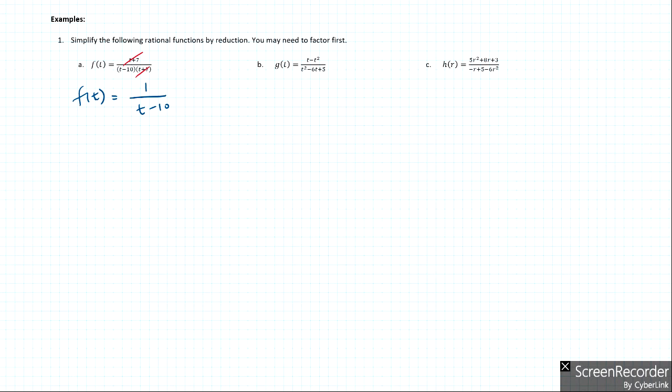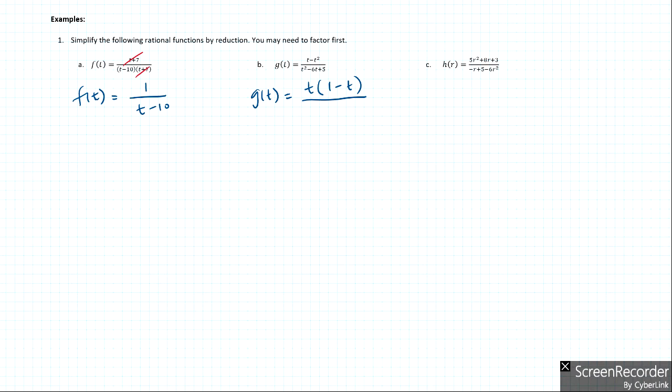Now moving on to part B, we see that the expressions on top and bottom of the rational function are not in factored form, so we'll have to factor them first. For the top, we have t minus t squared. Remember, the first step for factoring is always checking whether we have any greatest common factor. Here we can factor out t, and once you do that, we would have 1 minus t left in the parentheses.